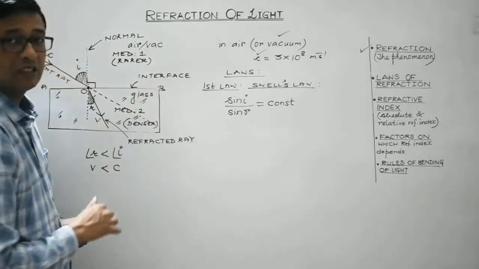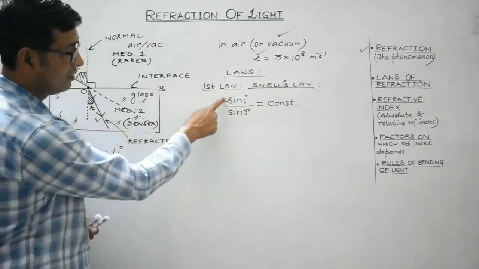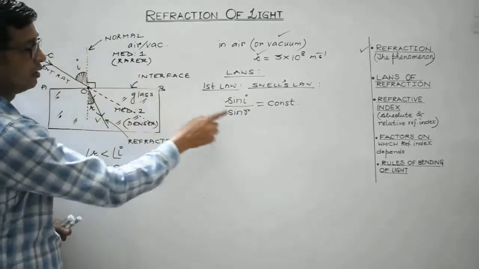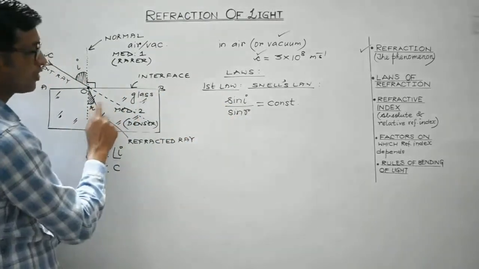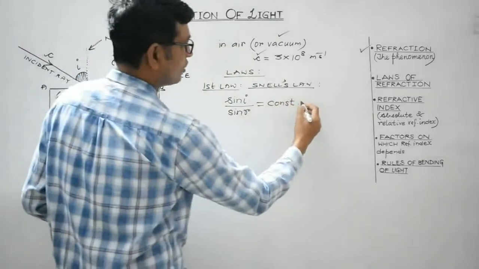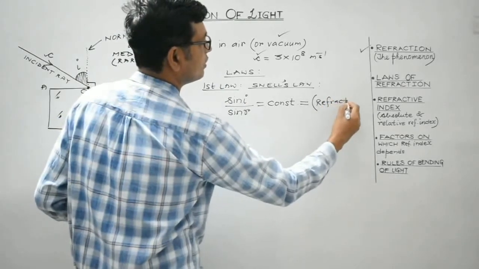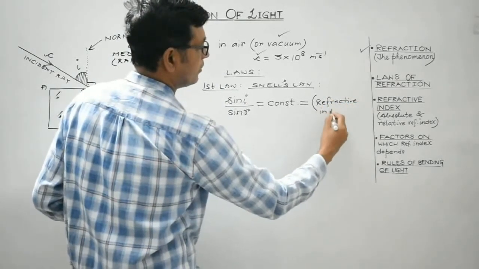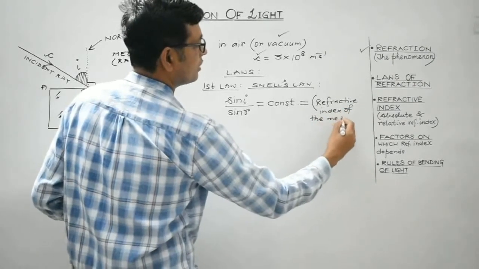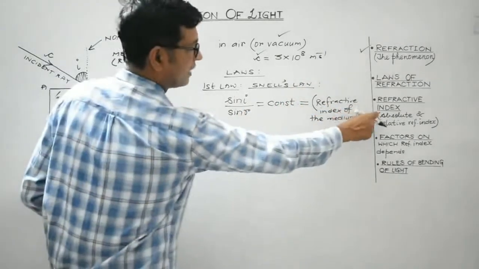So what will be the statement? According to Snell's law, the ratio of sine of angle of incidence to the sine of angle of refraction is always constant. And students, this constant is known as the refractive index of the medium. We'll discuss this term in detail in the next topic, right?